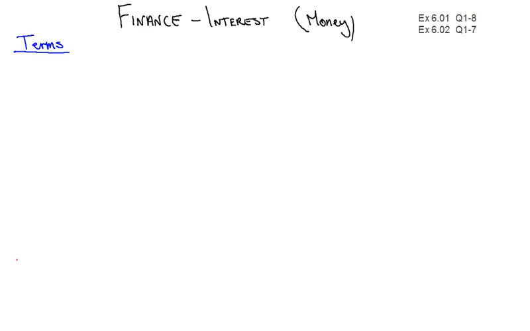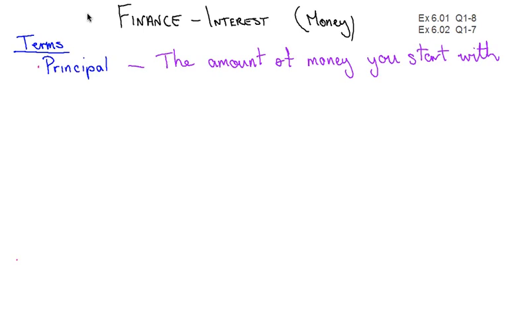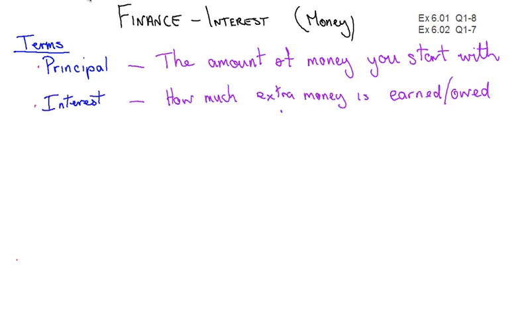Finance and simple interest. So, money. Simple interest: there are some terms that we use that are very common, and let's go through them. Principal. Principal is the amount of money you start with. Interest: how much extra money is earned or owed.